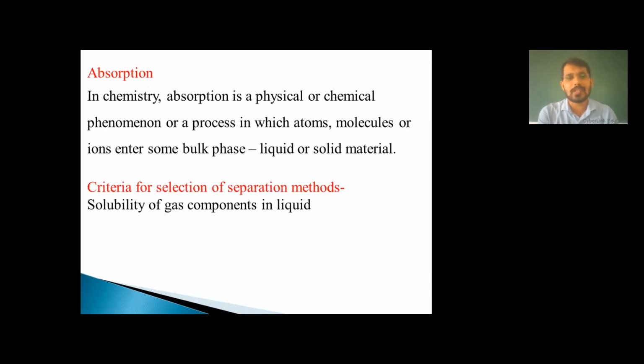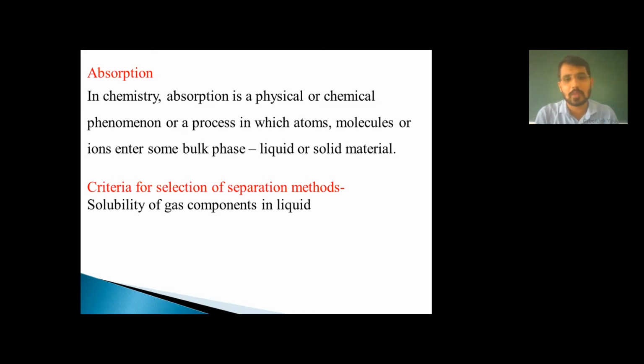After that, next operation is absorption. So what is the meaning of absorption? Absorption is a physical or chemical phenomenon or process in which atoms, molecules or ions enter some bulk phase, that may be liquid or solid. It is opposite to adsorption. Adsorption is a surface phenomenon. Absorption is a bulk phenomenon. Absorption means it is absorbing some material into the solid part or liquid part.